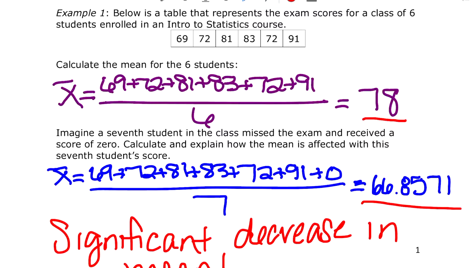Okay, the mean went down a lot. We were at almost a B, now we're at a pretty solid D. Okay, a whole letter grade decrease just by including that one student with a 0. That's going to be very important to remember.